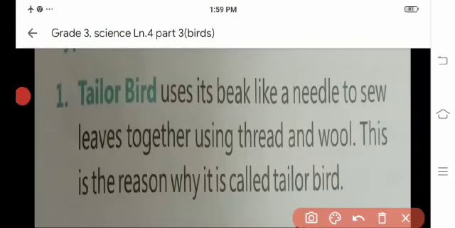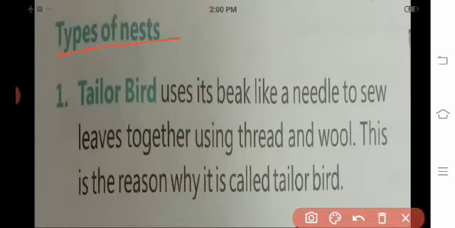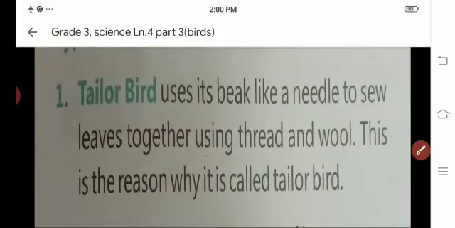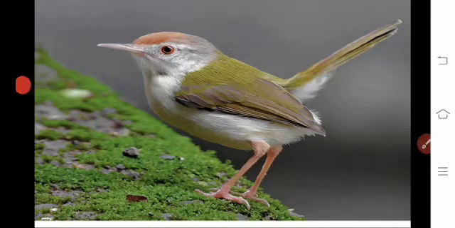Okay, in that, we can see the types of nests one by one. First one is the tailor bird. What is that? Tailor bird. The tailor bird uses its beak like a needle to sew leaves together using thread and wool. This is the reason why it is called a tailor bird. Okay children, have you seen a tailor bird? This is the tailor bird.